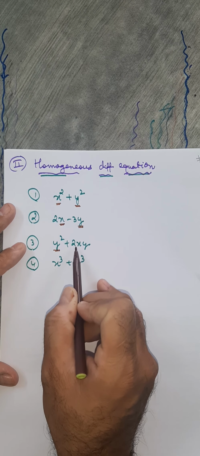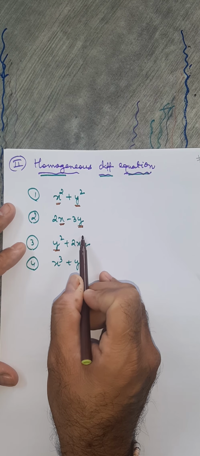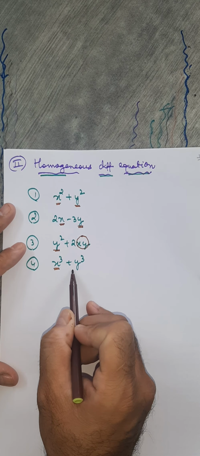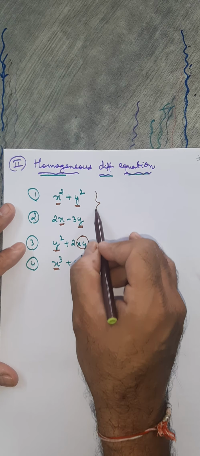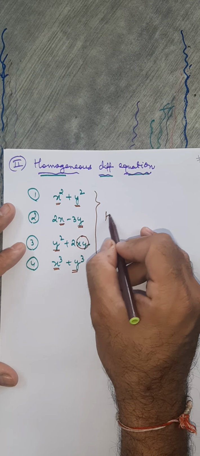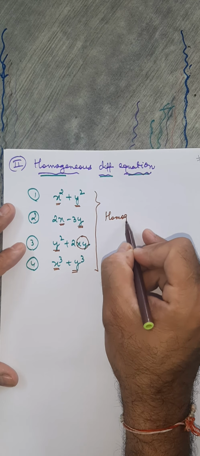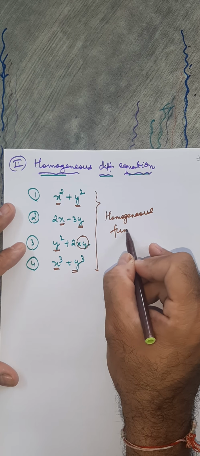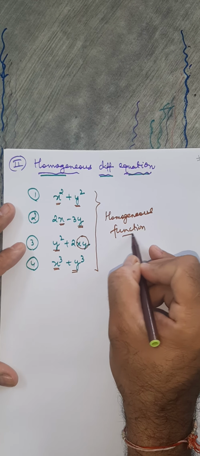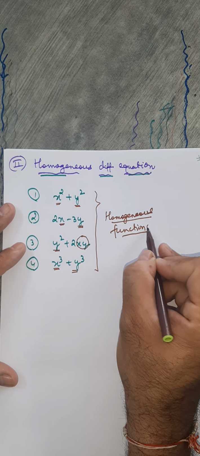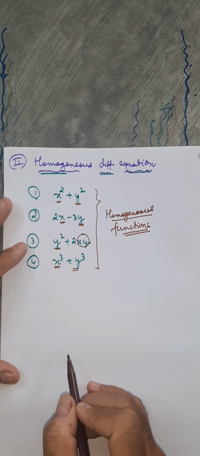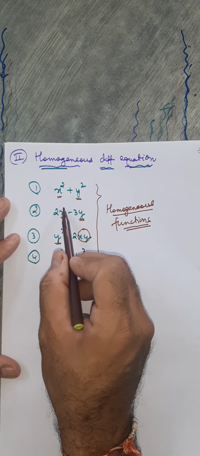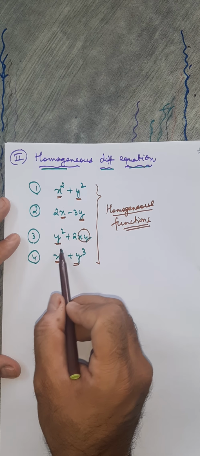Here power is 2. Here the total power of this term is 2. Remember, here 3, here 3. So such functions are called homogeneous functions. Remember, homo means same, you know. Homogeneous functions, we call such functions. 2, 2, 1, 1, 2, 2, 3, 3.